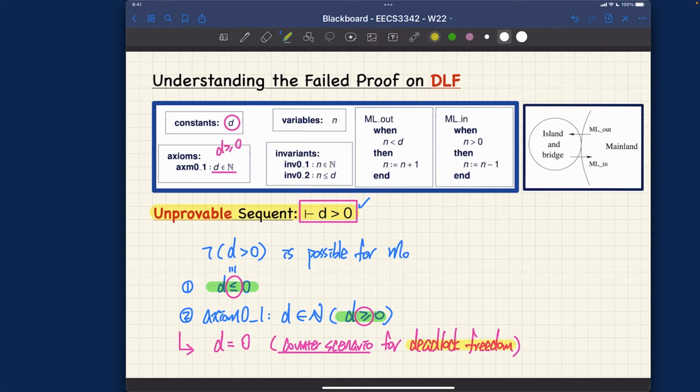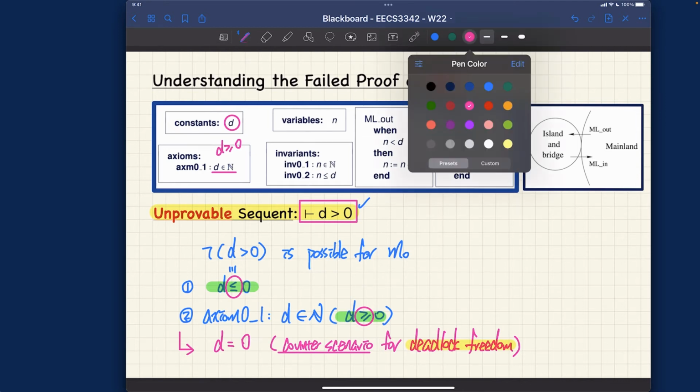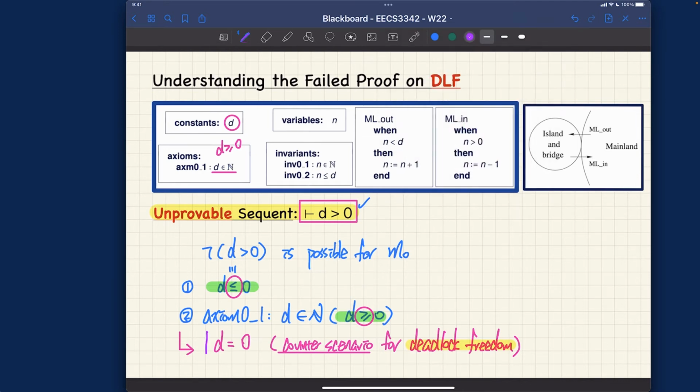And what can we go from here? I would like to show to you why this should be considered as a counter scenario. Okay, let me use maybe purple over here. Let's see exactly what happens if d is equal to 0. When d is equal to 0 over here, that's where the deadlock is going to happen. Deadlock happens. What is that?